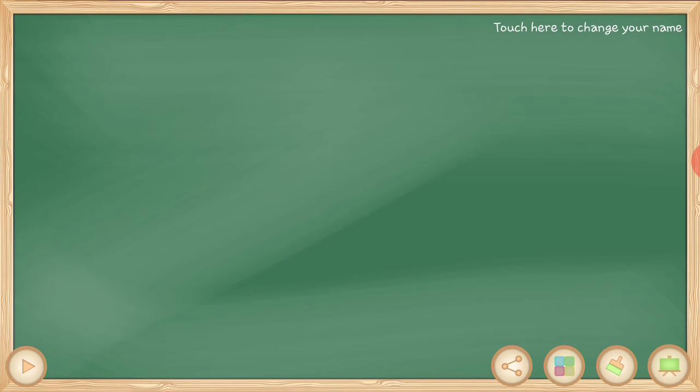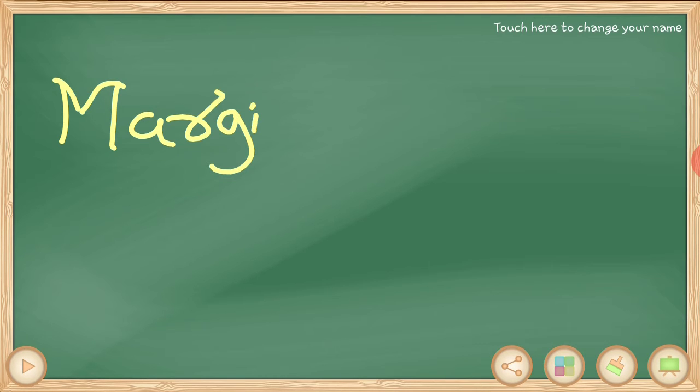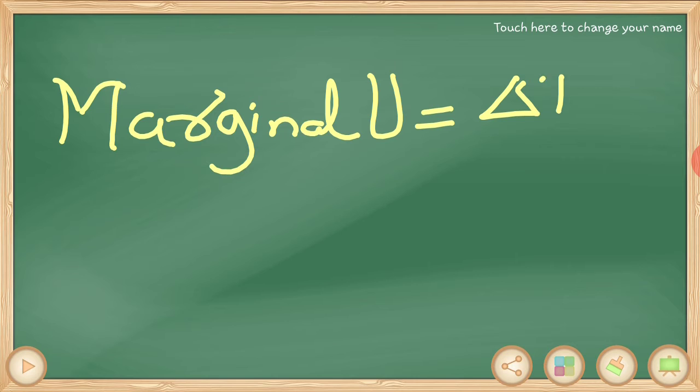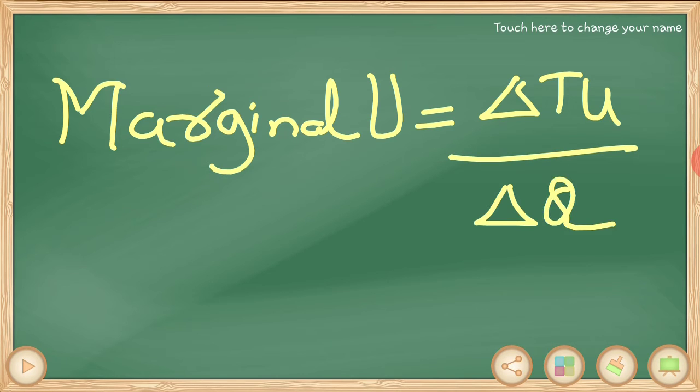Okay, the next one, that is the third one, marginal utility. What do you mean by marginal utility? Marginal utility means additional utility. How is the marginal utility calculated? We already calculated very interesting examples. So the formula is given here: delta TU divided by delta Q. Here delta represents change, that is change in total utility divided by change in quantity.